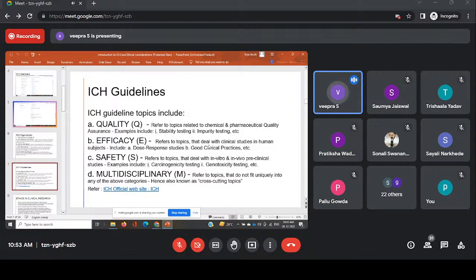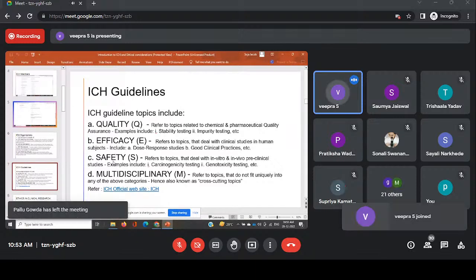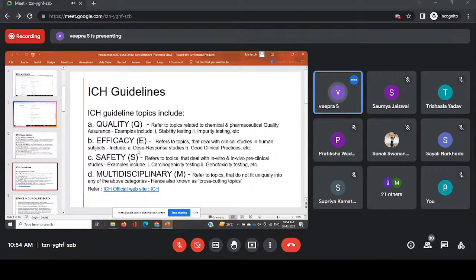So the efficacy guideline contains information about human studies. In this efficacy section, the GCP guideline is also given. Then there are the safety guidelines. The safety guideline gives the preclinical study information, which is denoted by S.